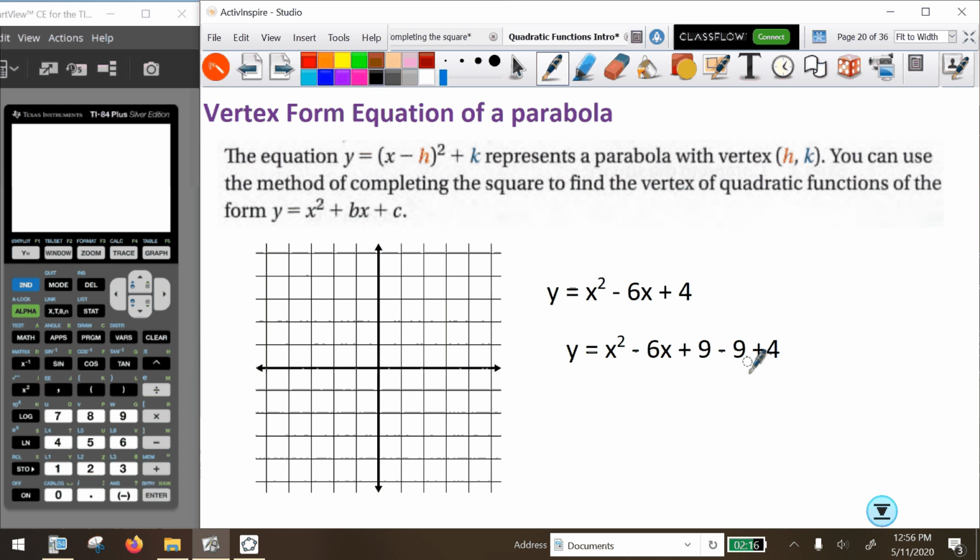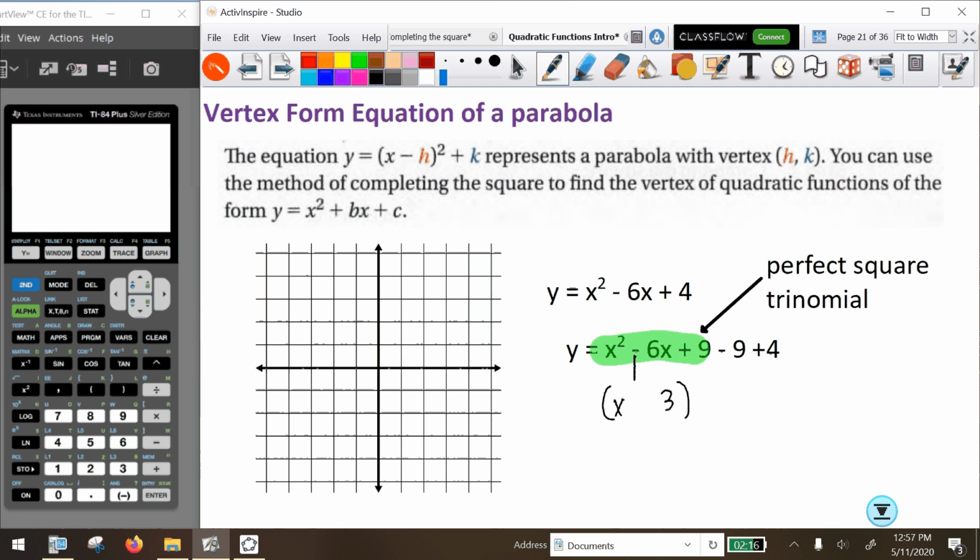What we just created is a little perfect square trinomial right here. That is the perfect square trinomial that we're now going to factor like this. If you remember, you take the square root of the first term, the square root of the third term, separate it with whatever sign's in the middle there. So I just factored that perfect square trinomial, and I took that -9 and 4 and I combined them, and that's where my -5 came from.